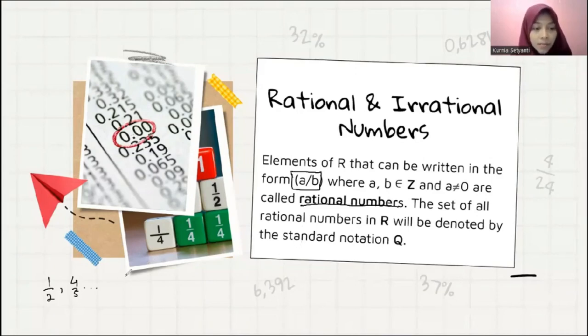And how about the natural numbers? Is it a rational number? Suppose we have the natural number 2 and we can state it in the form 4 over 2 or maybe 10 over 5 or 2 over 1. Since this natural number can be stated in fraction form, the natural numbers are a subset of the rational numbers. The set of all rational numbers in R will be denoted by the standard notation Q.